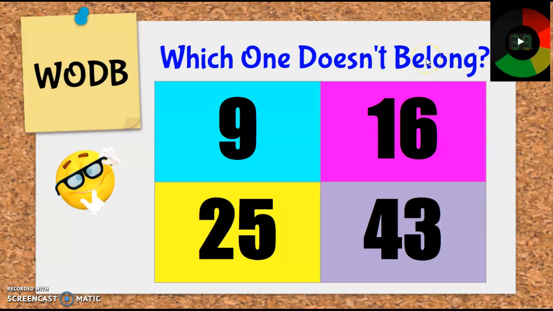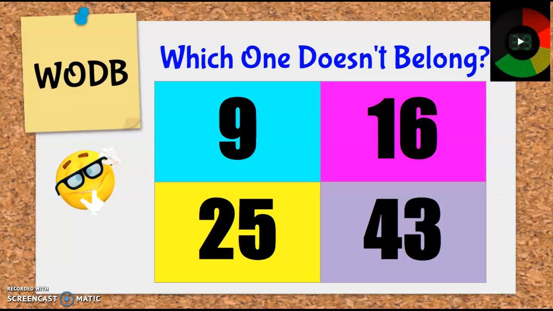Okay, so now that minute is over, I would love to hear some of your answers as to what number you chose and why. A couple of examples that I have heard. I have heard people say that 43 doesn't belong simply because it's not a perfect square. The square root of 9 is 3, 16 is 4, 25 is 5. And again, 43 does not have a perfect square.